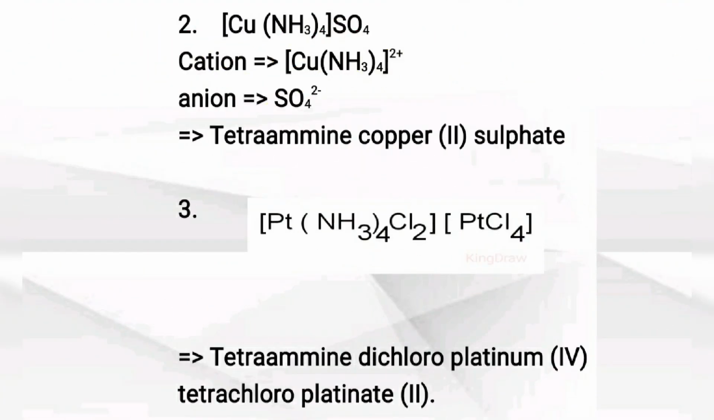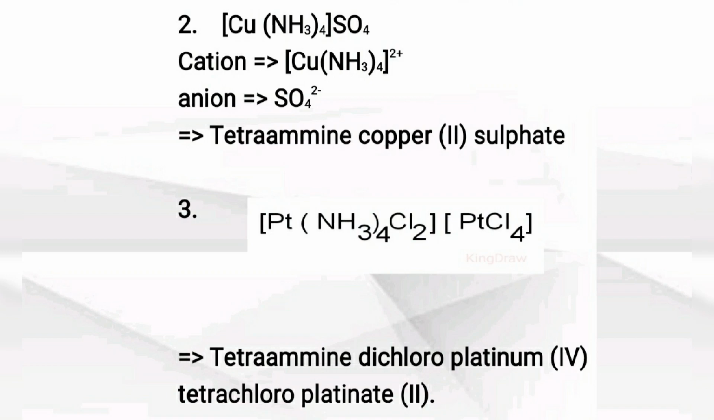Second example, [Cu(NH3)4]SO4. Here SO4 2- is the anion and [Cu(NH3)4]2+ is the cation. So according to the rule we have to name the cation first and then the anion. Hence the name of the compound is tetraamminecopper(II) sulfate. Let's see the third example, [Pt(NH3)4Cl2][PtCl4]. Here two square brackets at a time means two coordination spheres are present. Its name is tetraamminedichloroplatinum(IV) tetrachloroplatinate(II).